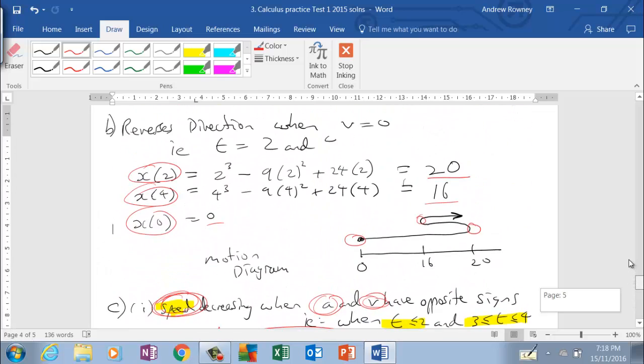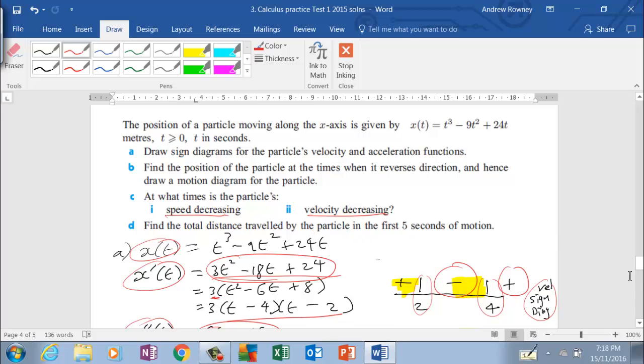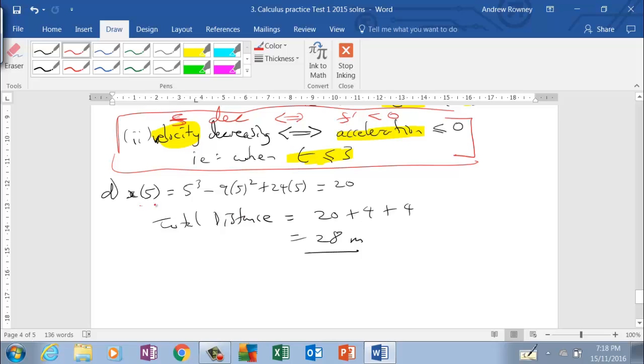Now part D is find the total distance in the first 5 seconds. We don't know where it is after 5 seconds, so we put 5 in for the distance function, and we now know it's at 20. So now we know the total distance is, it goes 20, back 4, and then up another 4. So this, up on the top diagram, is like this. It goes to 20, back 4, another 4, and that's it. So 28 meters in total.